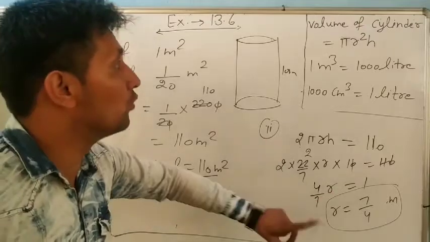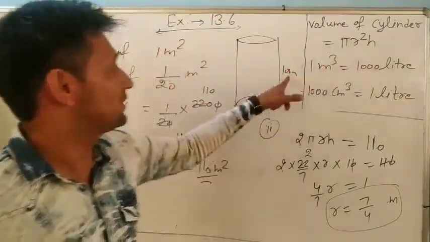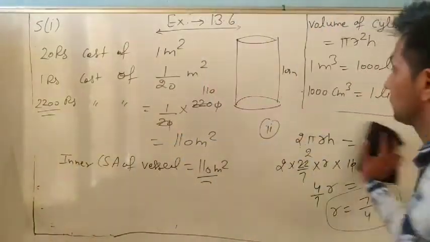Can you find the capacity of the vessel? Capacity means volume. Volume is pi r square h. R we know, h we know, so we can find the capacity. Okay, so do it yourself. The third part also.